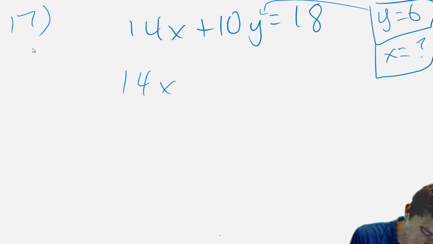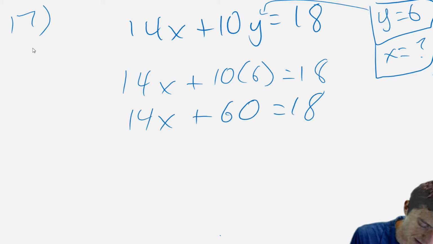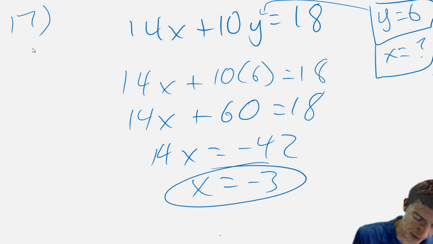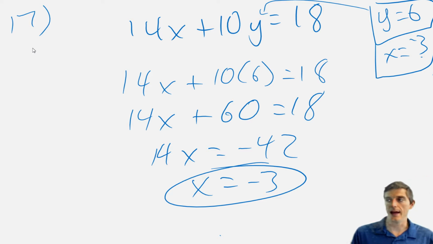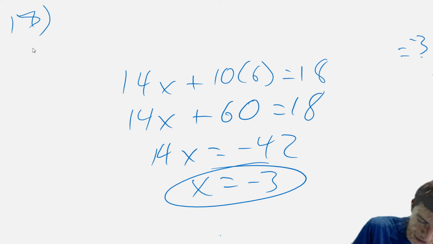I get 14x plus 10 times 6 is equal to 18. So I get 14x plus 60 is equal to 18. So 18 minus 60. So 14x is equal to negative 42. So I'm going to divide both sides by 14, and we get x equals negative 3. So that's my final solution. X is negative 3, and y is 6. If you look at a problem like 18, we're going to get something weird happen, which is worth noting.